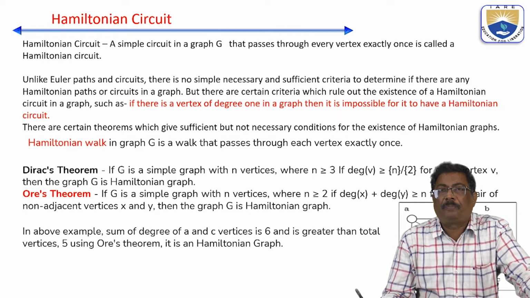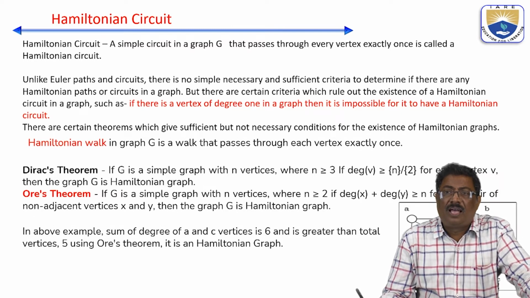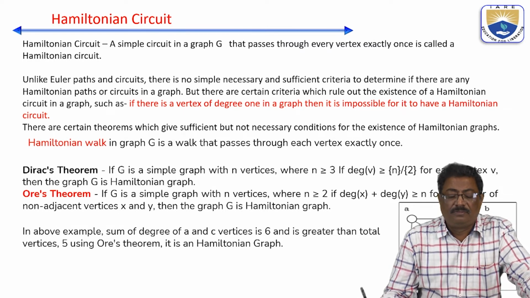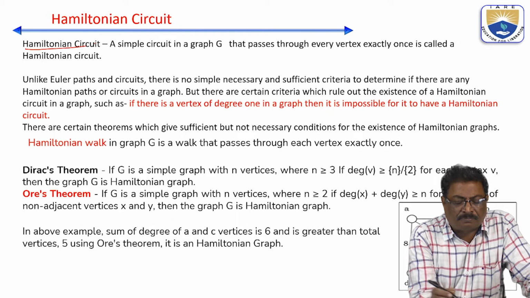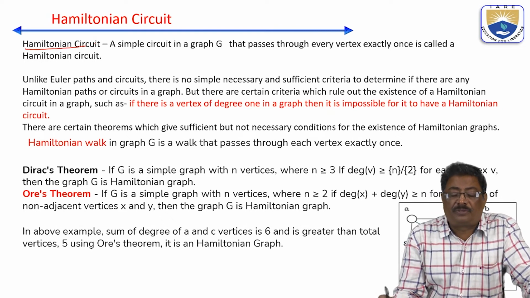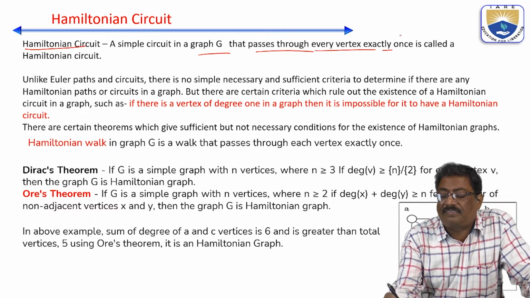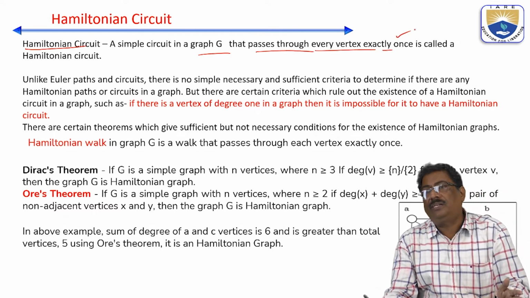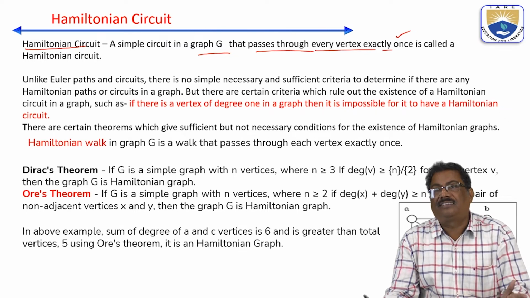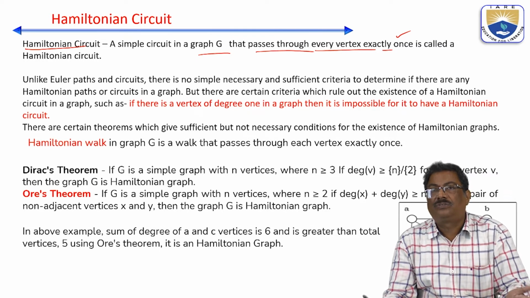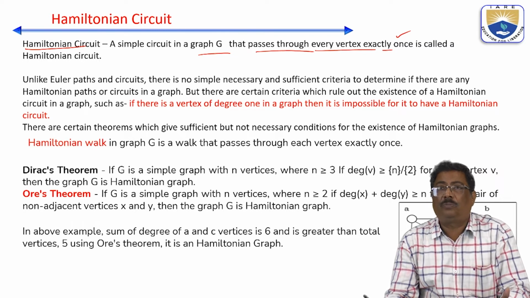If it consists of a Hamiltonian circuit, then we can say that the graph is a Hamiltonian graph. So what is a Hamiltonian circuit? A simple circuit in G that passes through every vertex exactly once. Euler says every edge exactly once. So here every vertex should be exactly once.